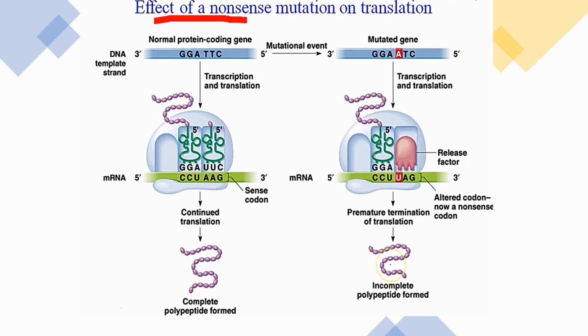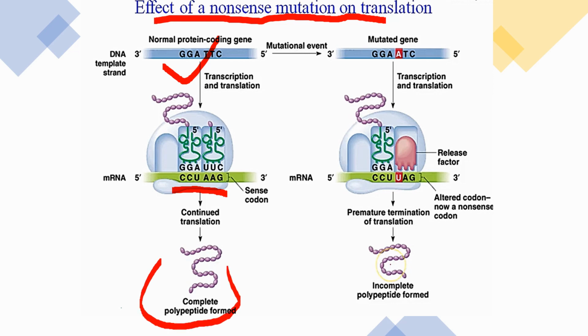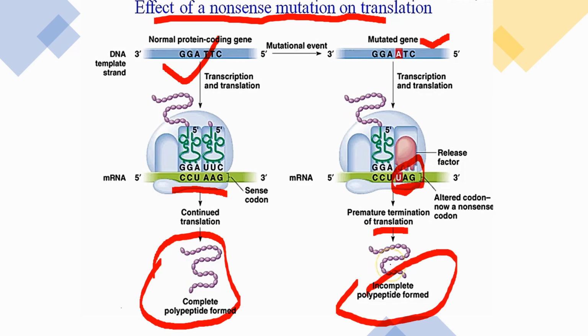So here we see the effect of nonsense mutation on translation. So this is a normal protein coding gene. So after transcription, normal translation is taking place, resulting in complete polypeptide formation. And in case of mutated gene, here we can see that it encounters a stop codon, that is UAG, and premature termination of translation takes place and results in incomplete polypeptide formation.